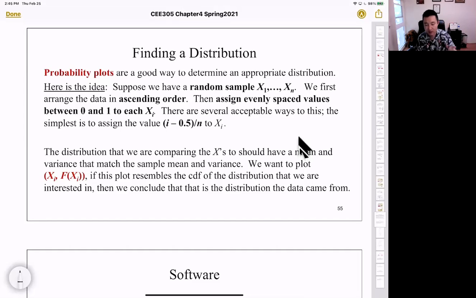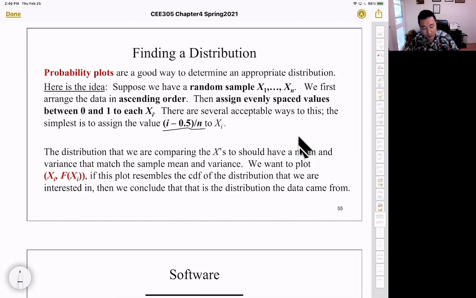So suppose we have a random sample x1, x2, ..., xn. First of all, we need to arrange the data from small to large, in ascending order. Then we assign evenly spaced values between 0 and 1 to each xi. For example, we assign the value (i minus 0.5) over n to xi. In a moment, I'm going to show you an example.